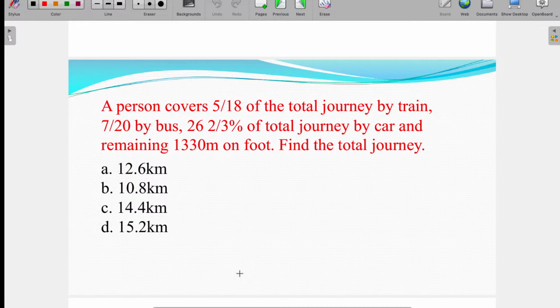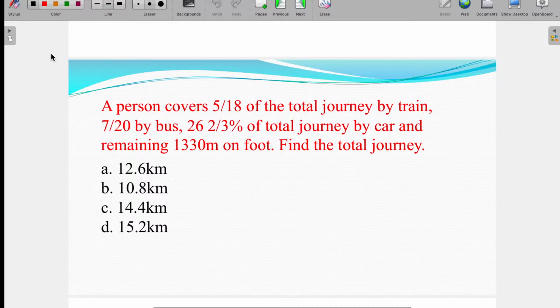We know a person covers 5 by 18 of the total journey by train, 7 by 20 by bus. Can you assume the distance will be the LCM of 18 and 20 instead of using the basic method? But you try. First I will explain, then you will understand. See now, I will do it first.